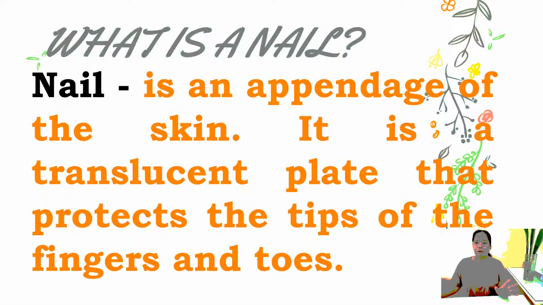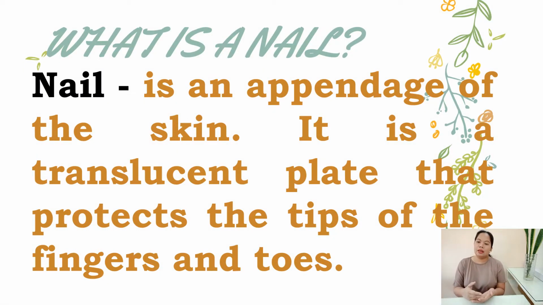So we need to know what is a nail. A nail is an appendage of the skin. When we say appendage, it is an extension of the skin. Another example of a skin appendage is our hair. Yes, hair is an extension of the skin. Then we have a feather. So feather is an extension of the skin.